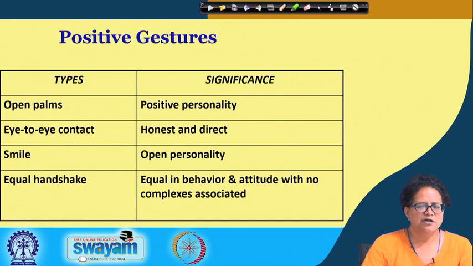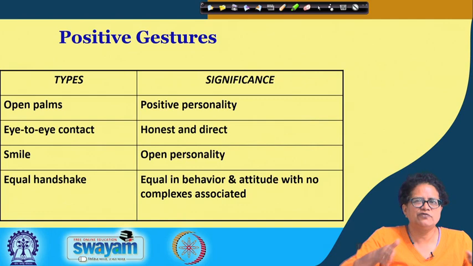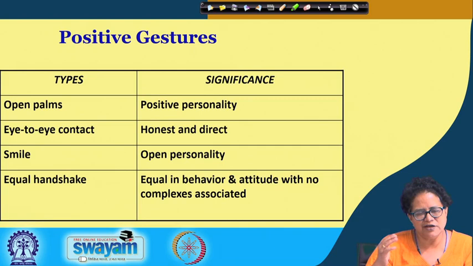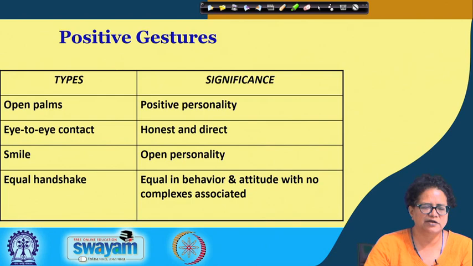Now, first let us come to positive gestures, and this is an advice of what types of positive gestures connote what, so that you can adopt them and include them in your communication repertoire. The first is open palms, placing them like this, or if you are standing, they should be by your side like this, not closed or clutching or in the pocket. Open palms signify a positive personality, and generally you should have eye to eye contact, don't avoid eye contact. Smile, very easy to smile, declares you as an open personality.